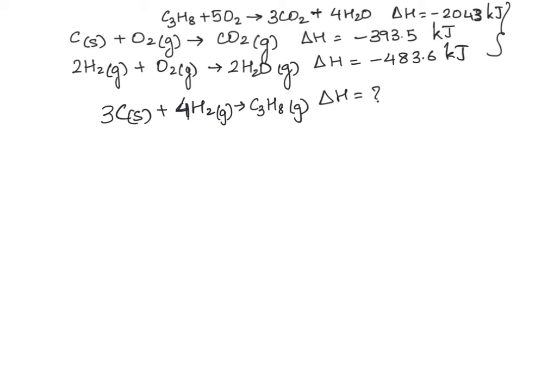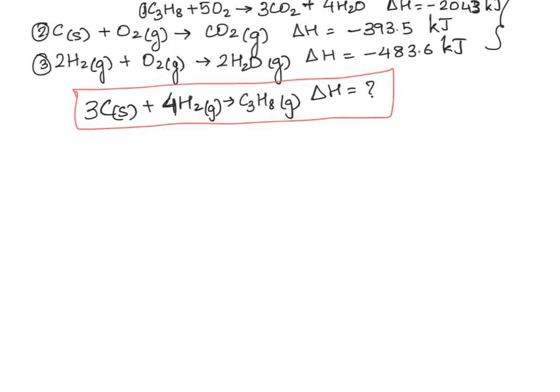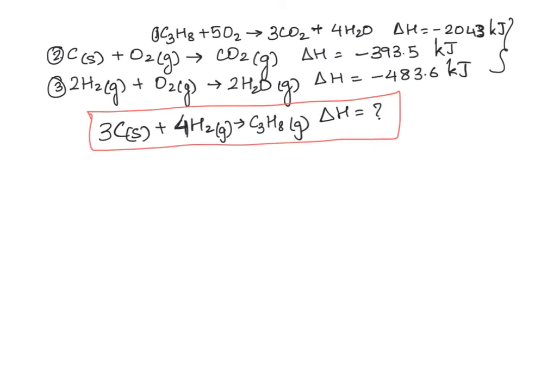So this is the reaction that we are interested in. We have to manipulate the given reactions 1, 2 and 3 to come up with this reaction. In the reaction that we're interested in, there are 4 hydrogen moles. In this case, I'm seeing 2 hydrogen moles right here.